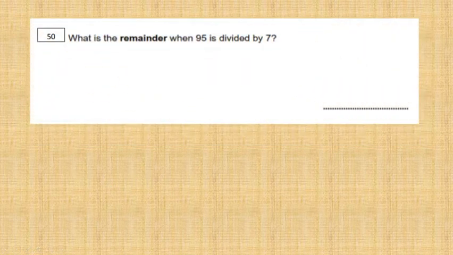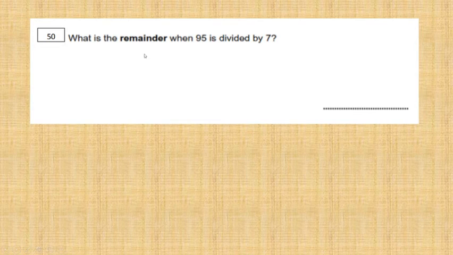And for the second question, what is the remainder when 95 is divided by 7? So guys, I need you to focus on the words in the question. I need you to read the question very well and very carefully. Right now I'm asking about the remainder. I didn't ask for the quotient. I didn't ask for the answer of the division. I'm asking only about the remainder.